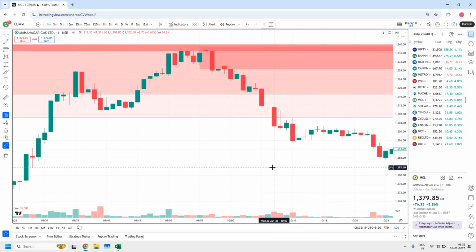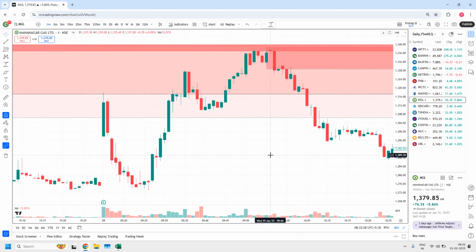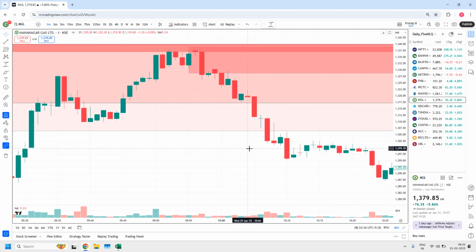Because 1 minute zones will quickly be violated, maybe after 3 times or 4 times, because their lifetime is small compared to 5 minutes. Similarly, the 5 minutes lifetime is small compared to 15 minutes. That is how you should understand.